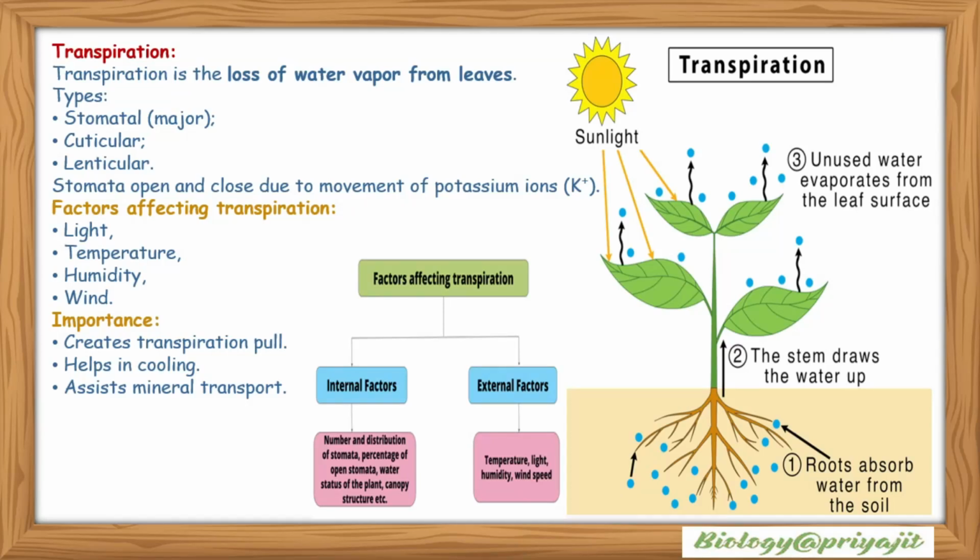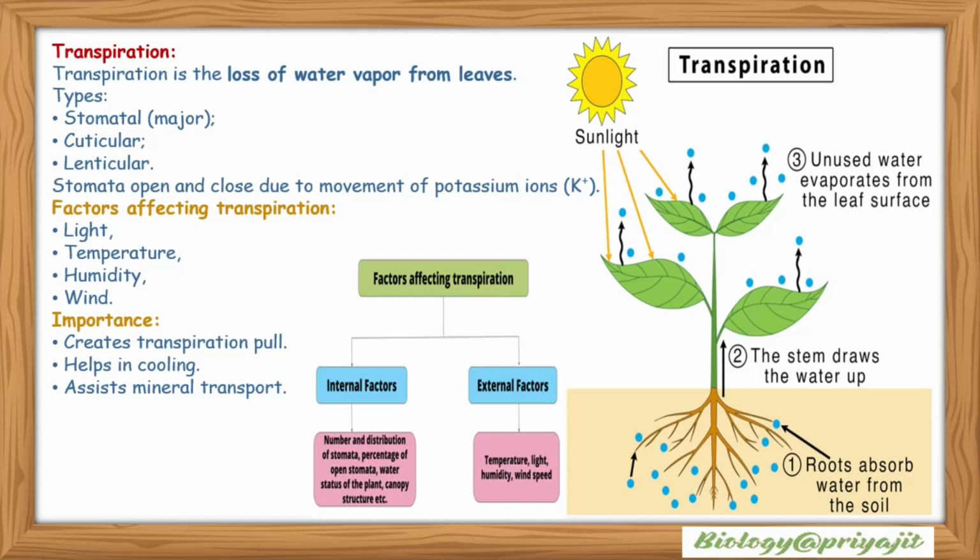So there are factors affecting transpiration, internal factors and external factors. Internal factors include number and distribution of stomata, percentage of open stomata, water status of the plant and canopy structure, etc. External factors include light, temperature, humidity, wind speed, etc.